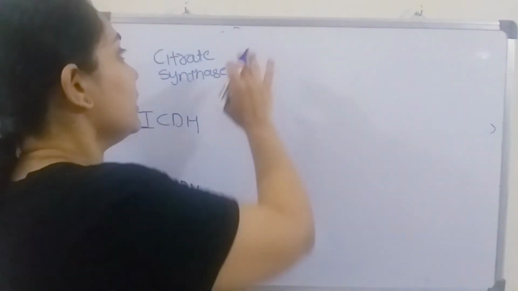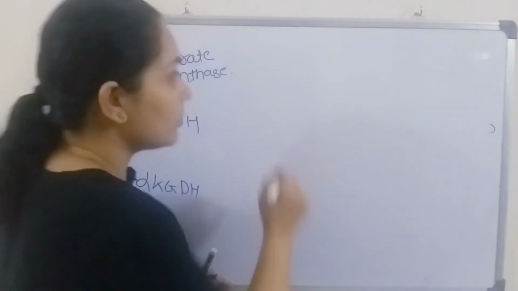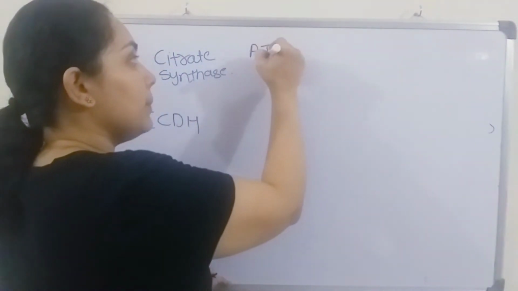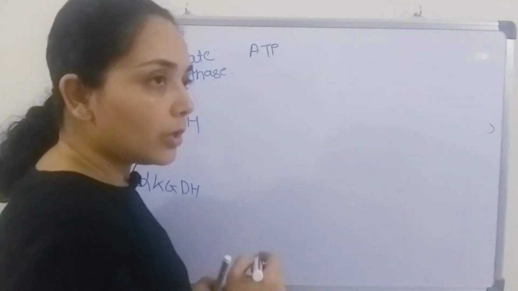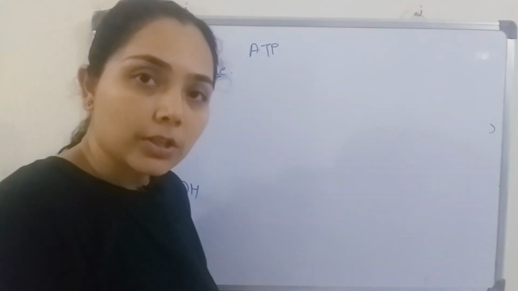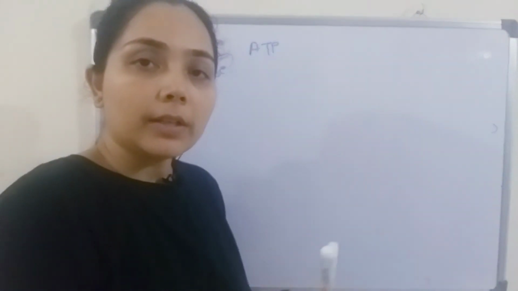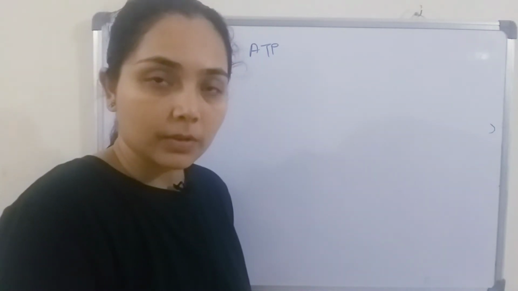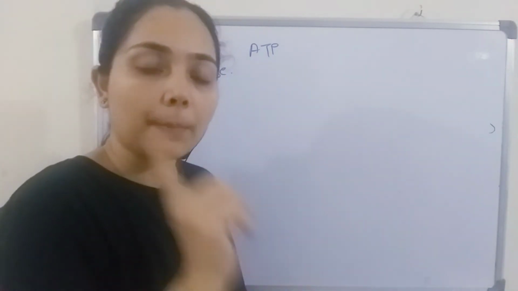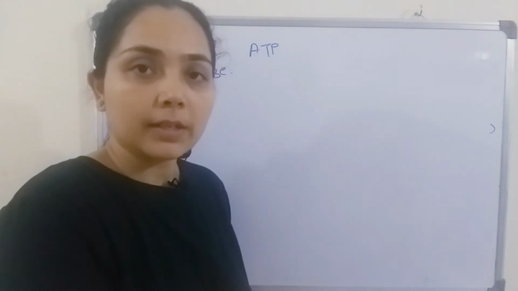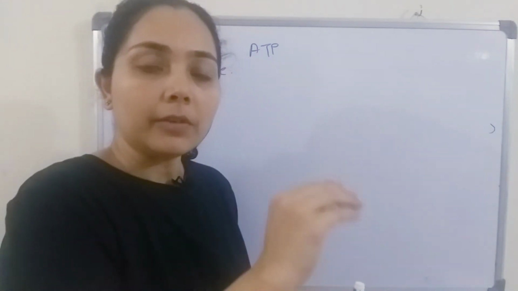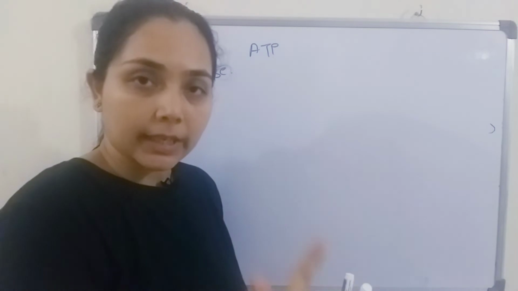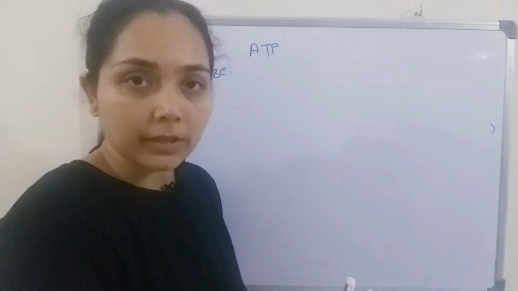As we had already mentioned, ATP and NADH will regulate the enzymes via allosteric regulation. Allosteric regulation means that apart from the active site, one more site is there where the product will bind, which will either increase or decrease the rate of enzyme activity.